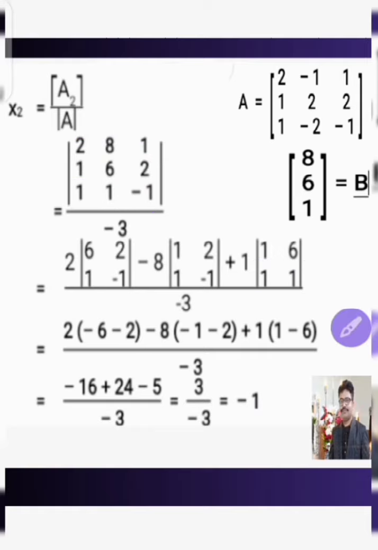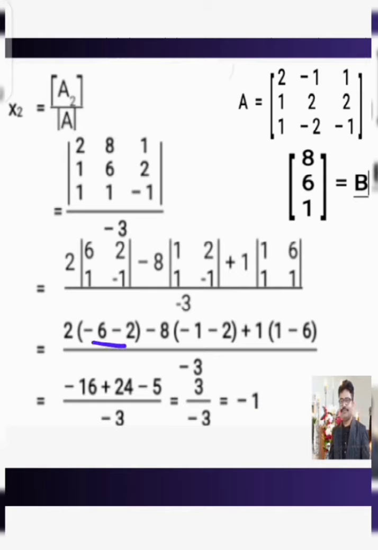Now the 2 cross 2 determinants will be solved. 2 will be written here. 6 multiplied by minus 1, I have written minus 6. 1 multiplied by 2, we will get 2, and the sign of minus between the cross product. Now we will write minus 8 here. 1 multiplied by minus 1, minus 1. 1 multiplied by 2, 2, and this sign of minus between the cross product. Now 1 multiplied by 1, 1, 6 multiplied by 1, 6, and the minus sign between the cross product.